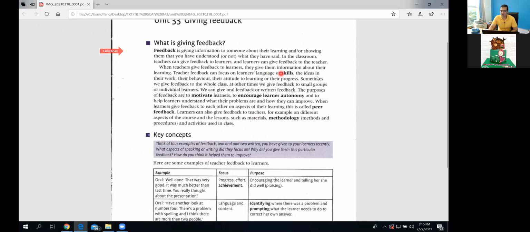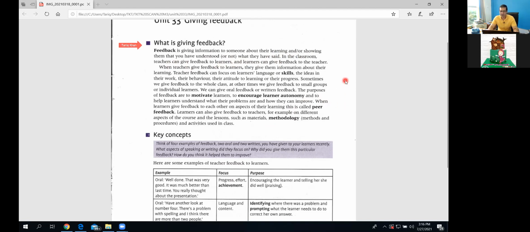Now this is the feedback, unit 33. In the end, when we close the whole thing, feedback is the last thing which we give, okay? What is giving feedback? First of all, feedback is giving information to someone about their learning, or showing them whether you have understood what they have said. So feedback is about their performance, whether they have understood something during the learning process, how far they have understood it and how much they haven't. That's what feedback is all about. And if you remember, we have to give feedback always positive.